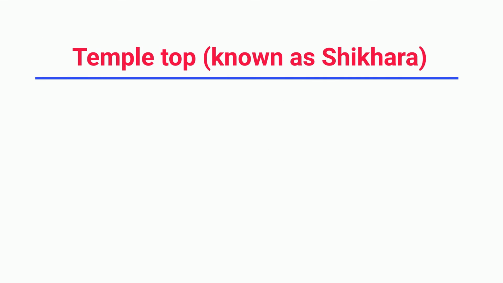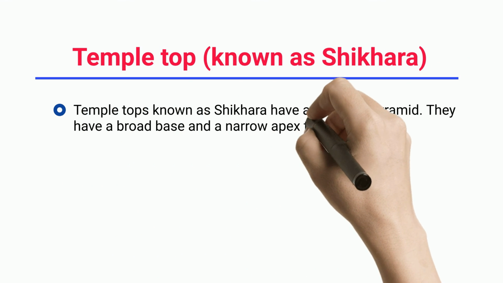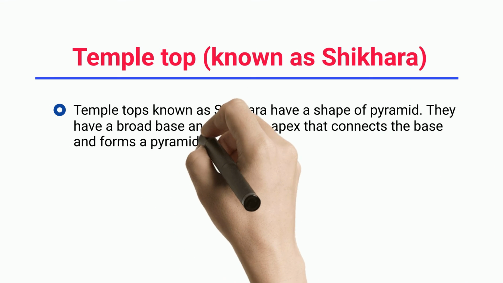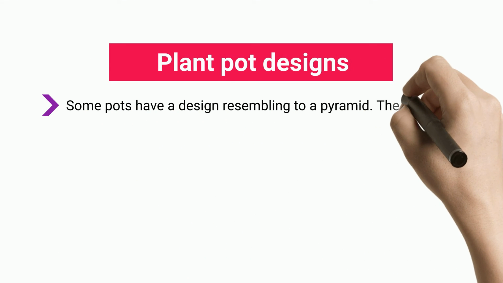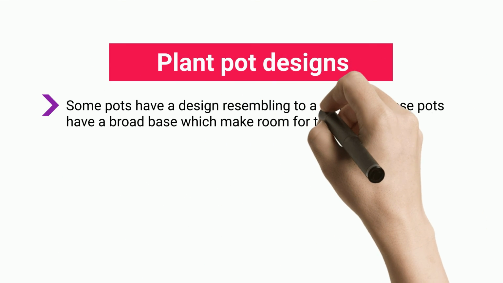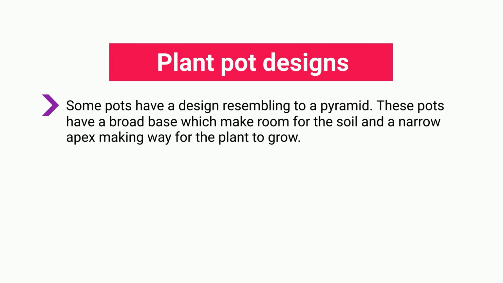Temple top, known as shikara. Temple tops known as shikara have the shape of a pyramid. They have a broad base and a narrow apex that connects to the base and forms a pyramid. Plant pot designs. Some pots have a design resembling a pyramid. These pots have a broad base which makes room for the soil and a narrow apex making way for the plant to grow.